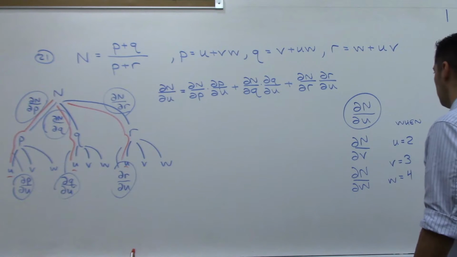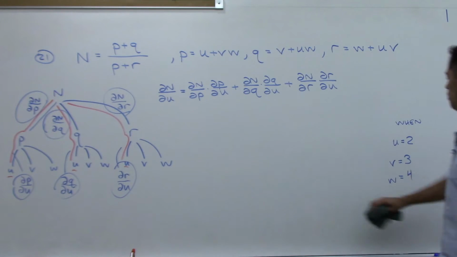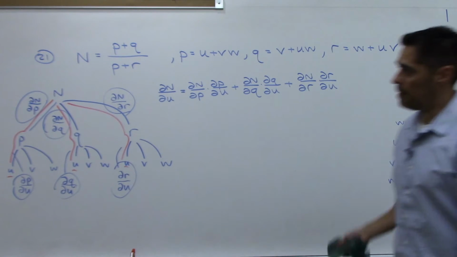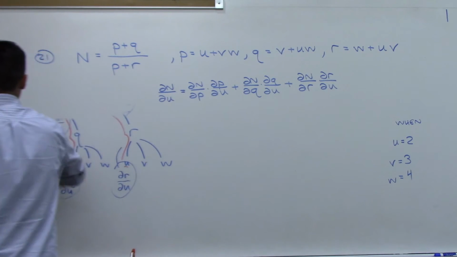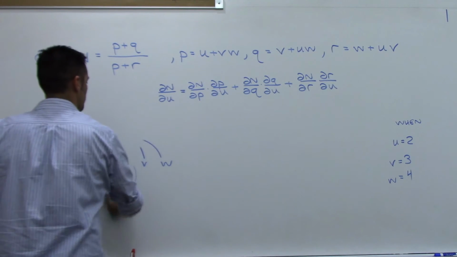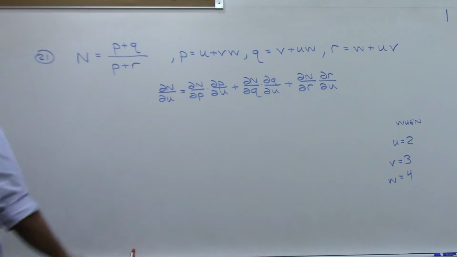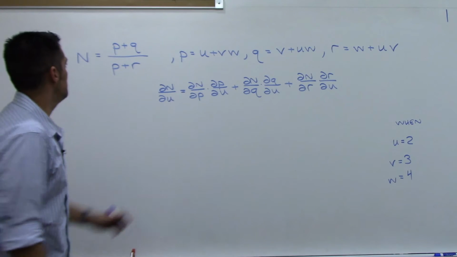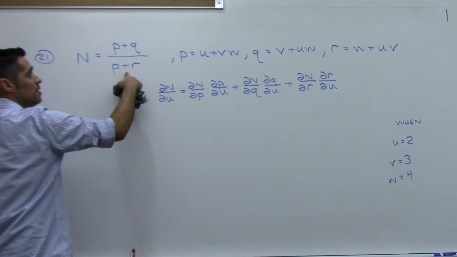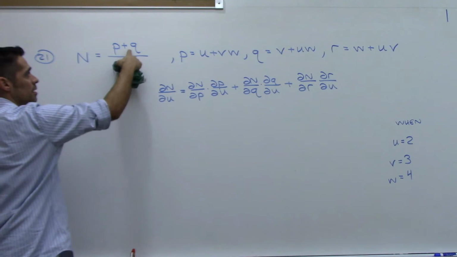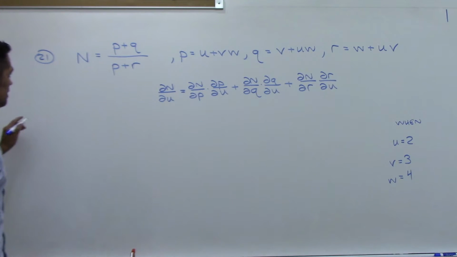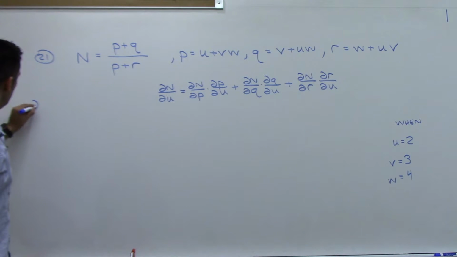All right, that's what I need to find, and I'm going to need to do that when U is 2, 3, 4, so I'm going to have to get back to that. I'm done with this tree. I'm going to need some space here for these partials. So what's partial of N with respect to P? So I need to take derivative of this, treating P like a variable, Q and R are constants. So partial N with respect to P.